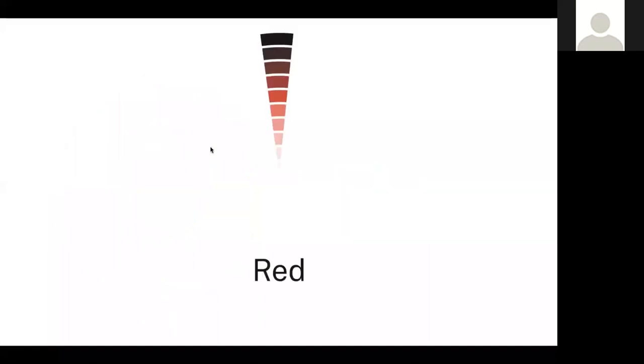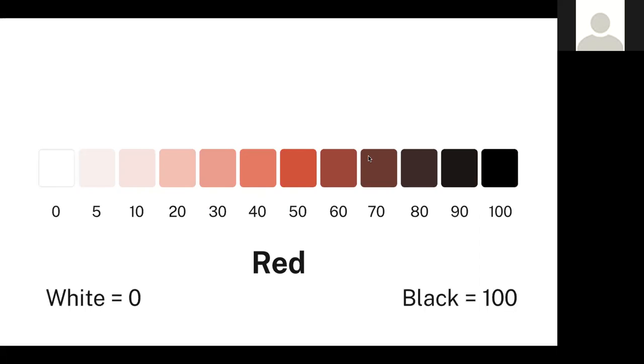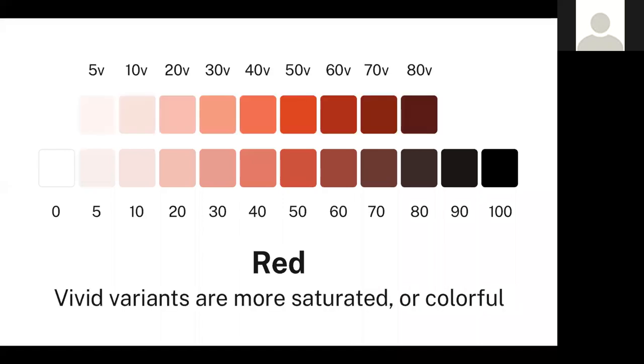And this is a color family. This is the red color family, and the way we've broken down a color family is with grades, and the grades go from 5 to 90, 5 and then 10 to 90 in increments of 10, where white is 0 and black is 100. And then there are also vivid variants as well that are more saturated or colorful or poppy.